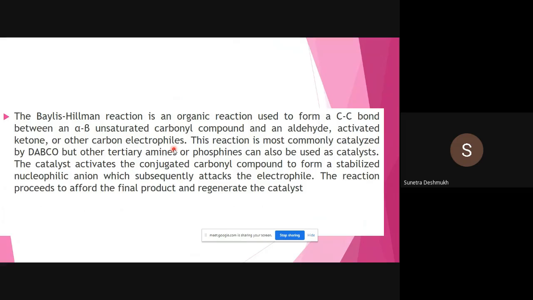what type of nucleophile we are going to generate from the alpha beta unsaturated carbonyl compound. That means it should be a nucleophilic addition reaction. So first thing we have to generate the nucleophile. We'll see that now in the next slide.